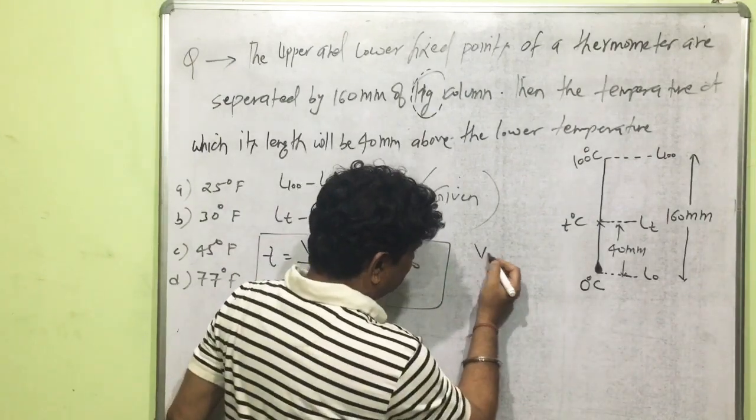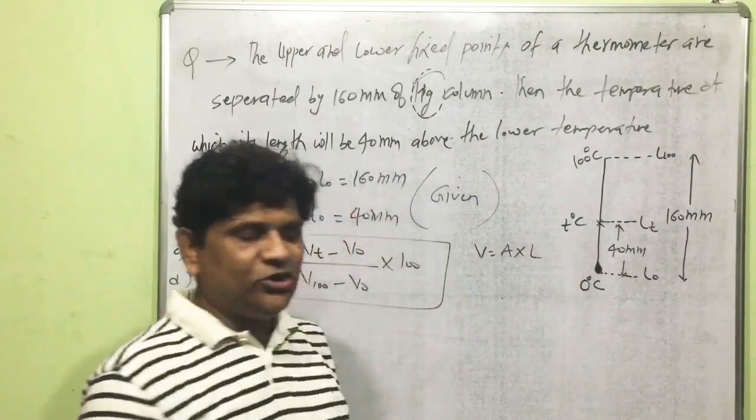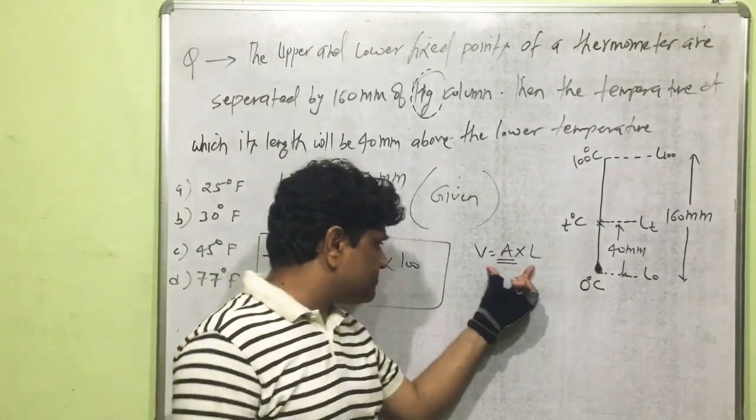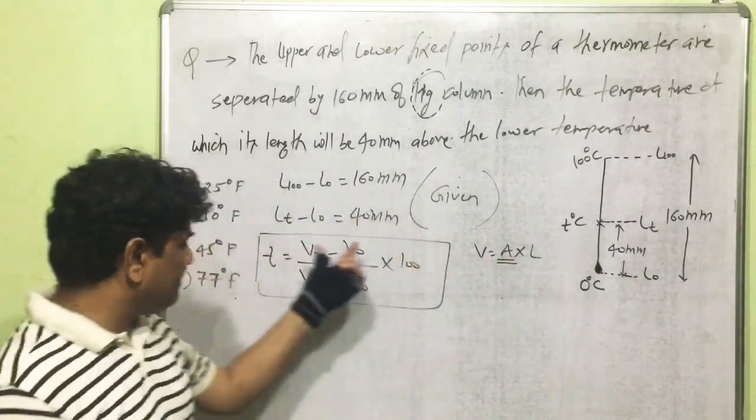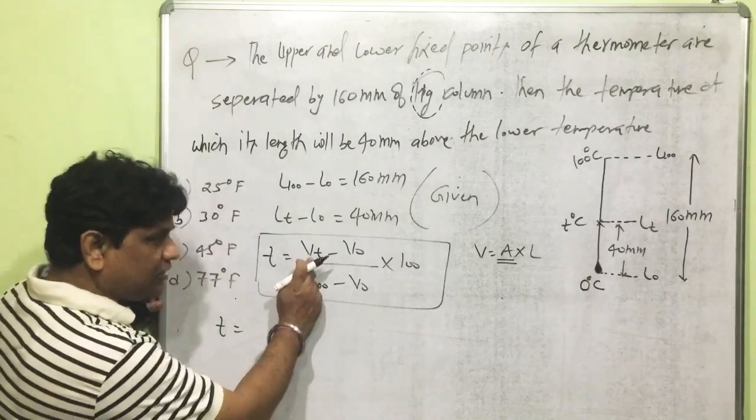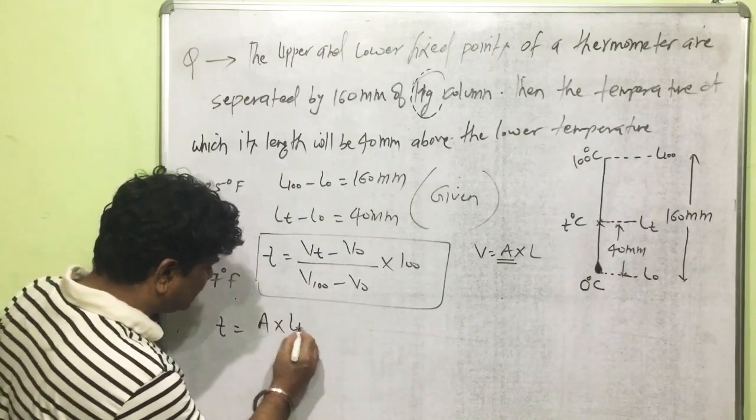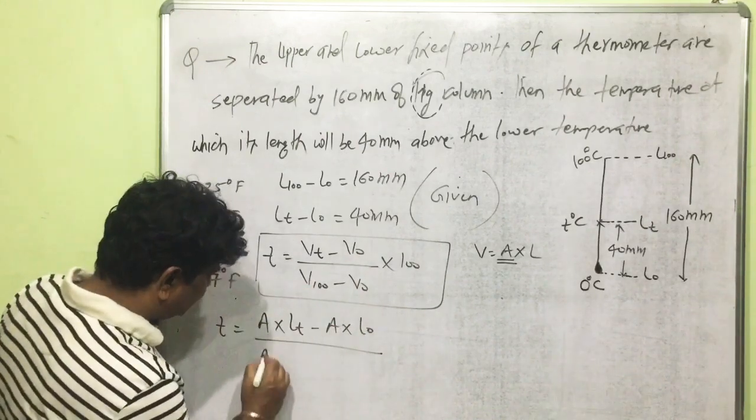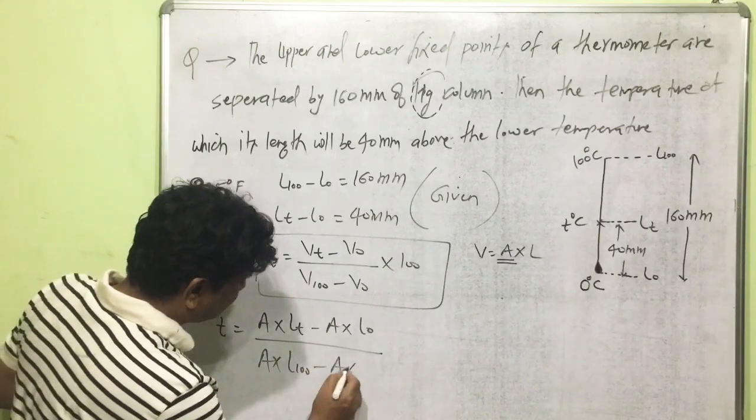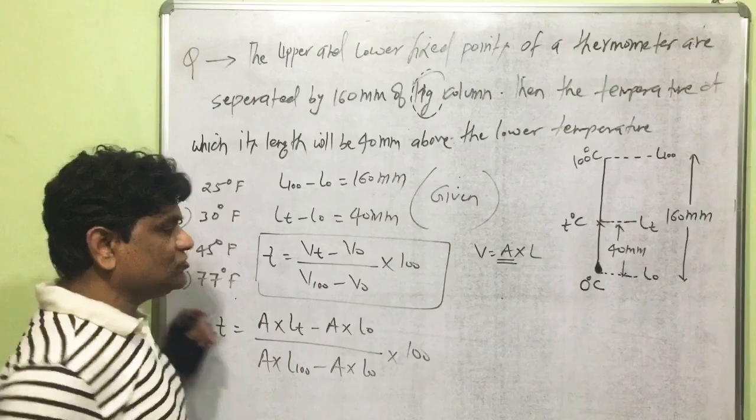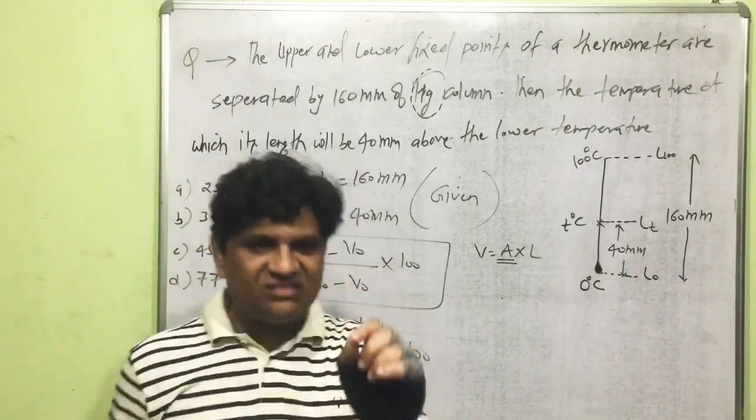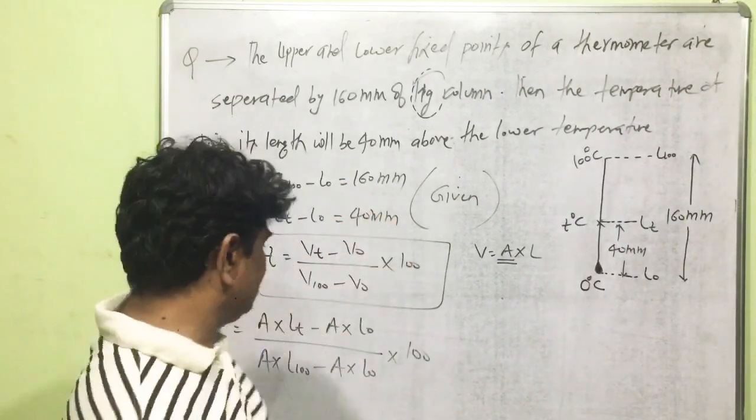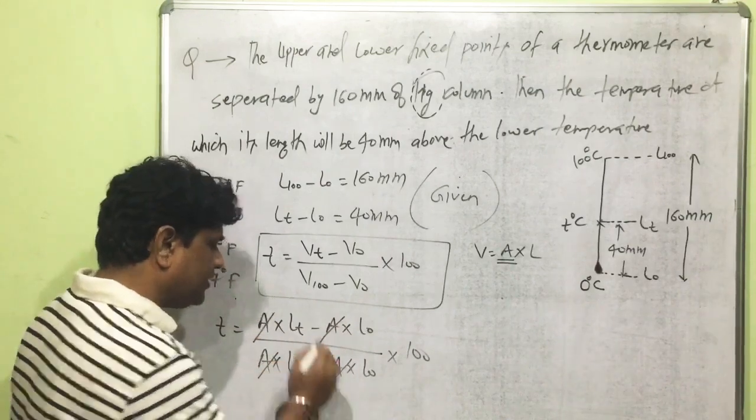Volume is equal to area into length, keeping the area of cross section constant. Now we can apply this relation. T will become equal to, in place of Vt we can use A into Lt, minus A into L naught, divided by A into L100 minus A into L naught, into 100. The area of cross section of any thermometer does not change, while the length of the mercury column changes, so the area will be cancelled.